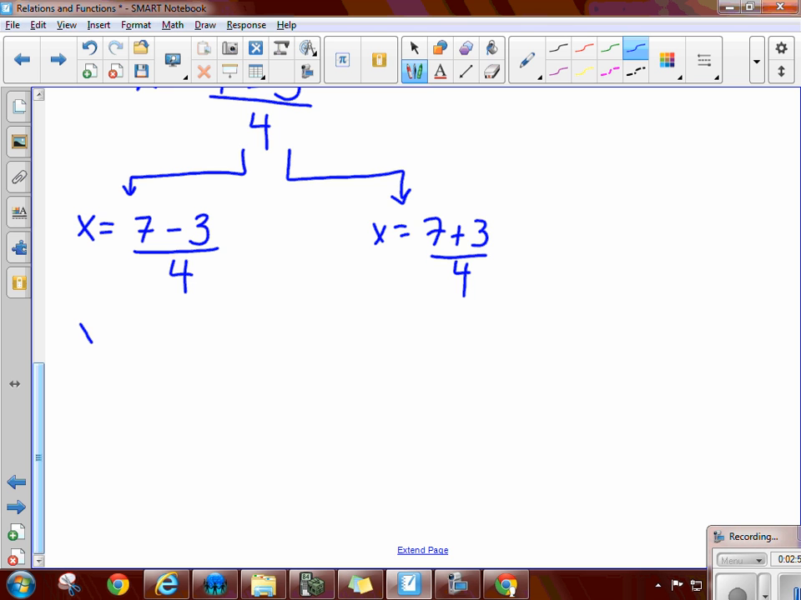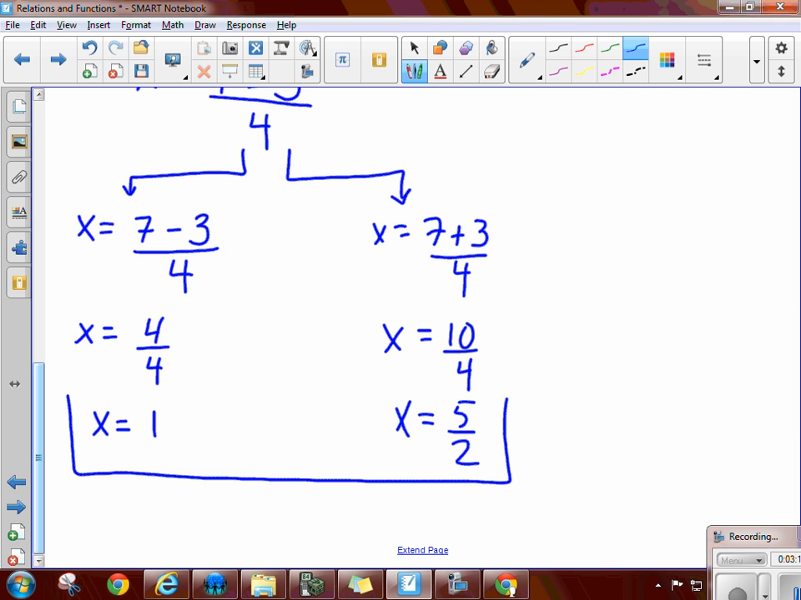This just turns out to be 7 minus 3 is 4 over 4. So one x-intercept is at 1. The other one, x equals 10 over 4. Also, this other x-intercept is at 5 over 2. So this is a quadratic that probably could have been solved using factoring, but our quadratic formula still comes up with our two x-intercepts, which is pretty important.